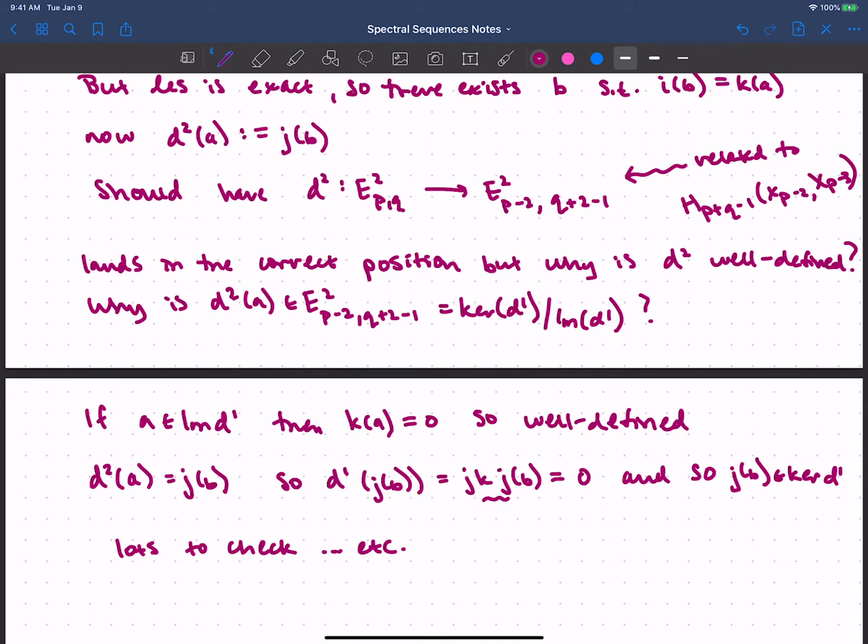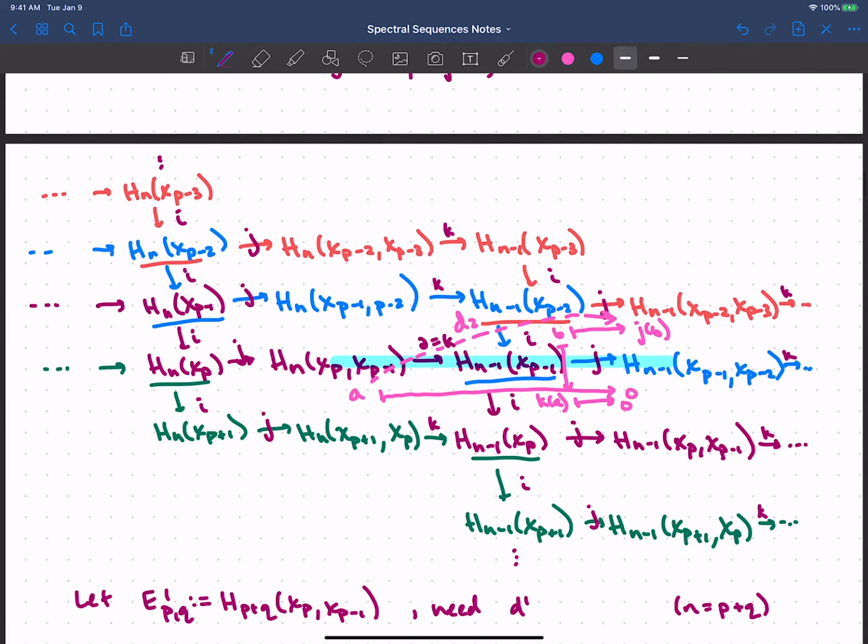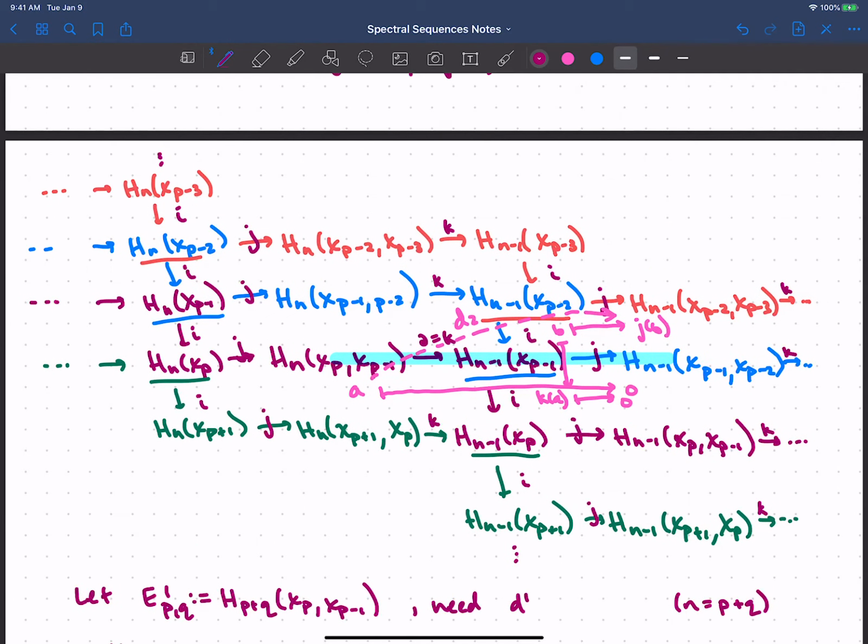But I'm going to now scroll back to our unraveled exact couple and talk about how we deal with the next stage. So what we did here is we took an A, we said this composition, if that goes to 0, then we could just lift it part way, lift it back up the diagram, and send that over.